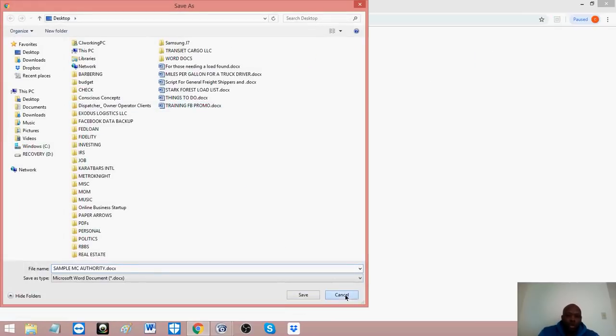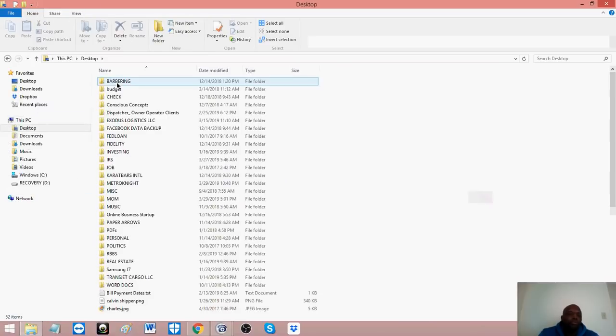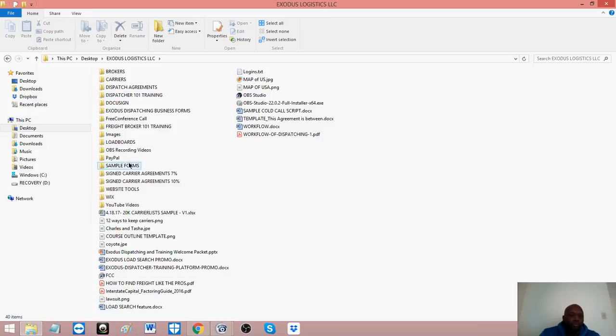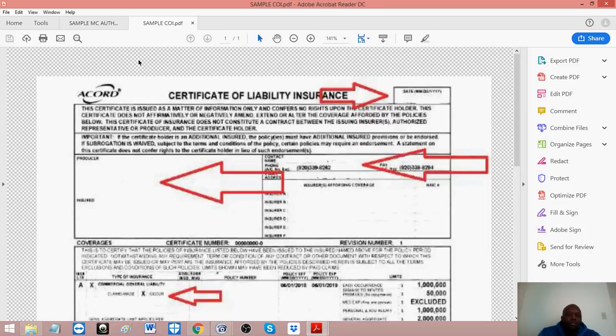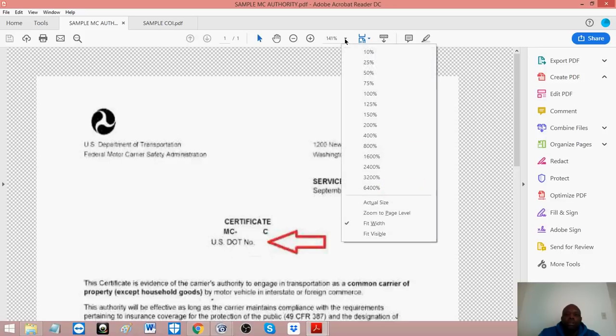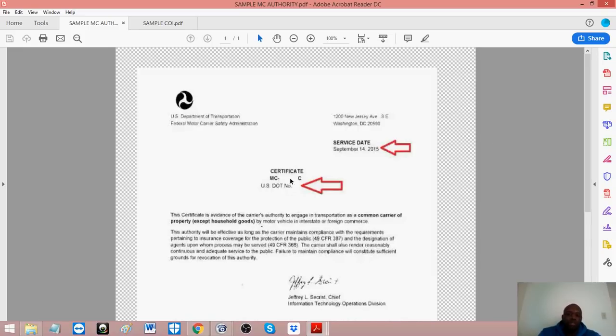And the MC authority is the motor carrier authority, where, let me open it up here, show you my forms. There we go. The MC authority is a letter that the carriers receive from FMCSA, where they give them the authority to run their truck either interstate or intrastate. And the MC authority gives you a unique identifier, a unique MC number, which is a motor carrier number, and a unique DOT number assigned through FMCSA, which is the Federal Motor Carrier Safety Administration, and DOT, which is the Department of Transportation.